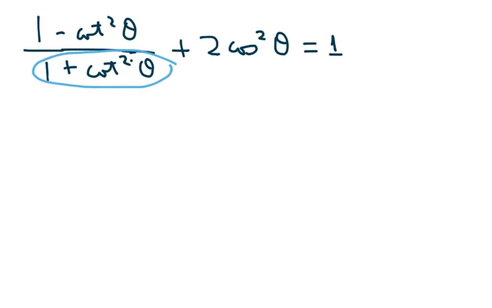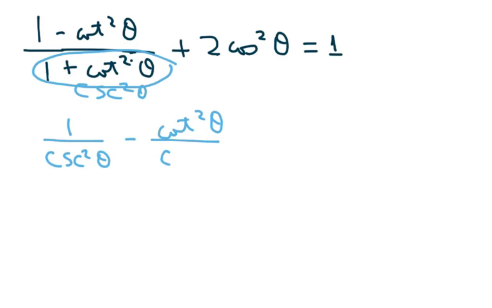This right here is cosecant. So if I write this as cosecant squared of theta, I'm going to write it as 1 over cosecant squared of theta minus cotan squared of theta over cosecant squared of theta. And then you're going to have your tag-along guy here, 2 times cosine squared of theta.